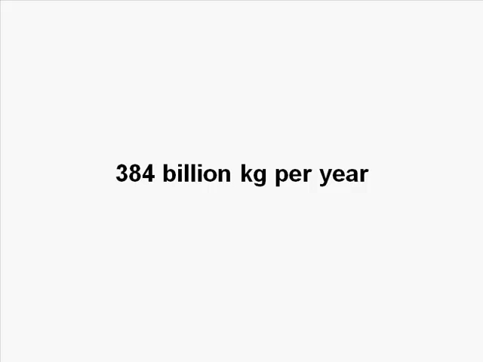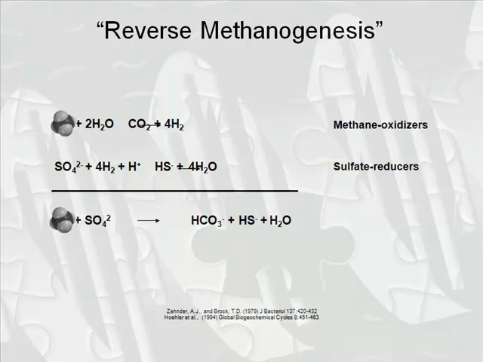It filters about 384 billion kilograms of methane per year from the seafloor. And it actually is the result of this reverse methanogenesis process. Okay? So the idea is that there are two components to that single equation. The first half of the reaction is methane goes to carbon dioxide and some reduced compound. In this case, it's hydrogen.